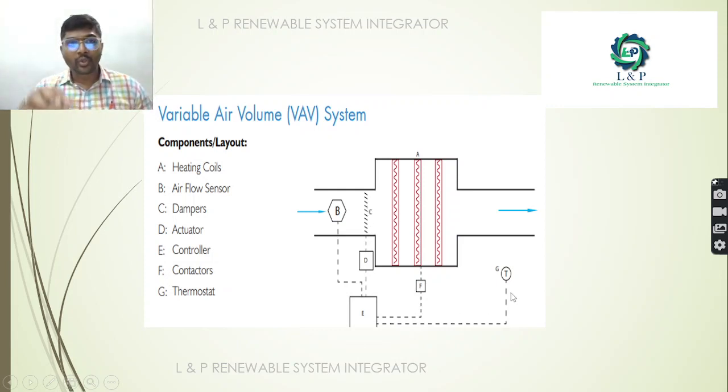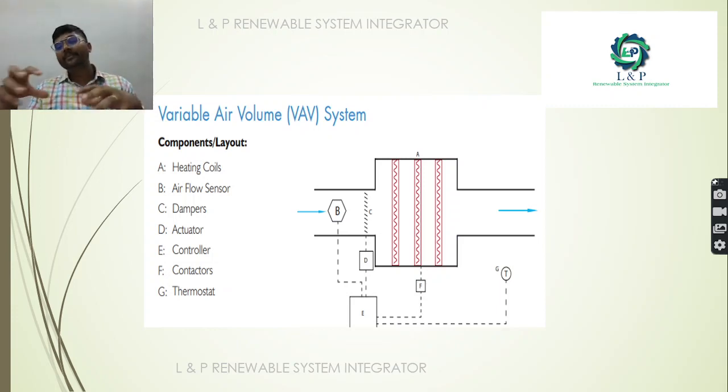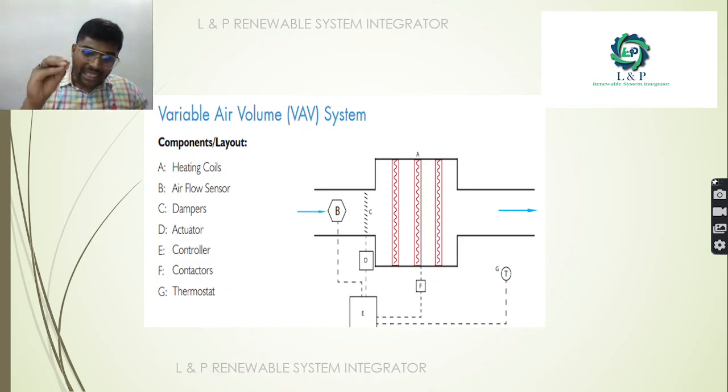And in order to know the temperature, we use thermostats to measure the temperature based on the set point which is set. We are controlling the actuators. And if there is any requirement to switch on and off these thyristors or the heaters, we use the contactors.